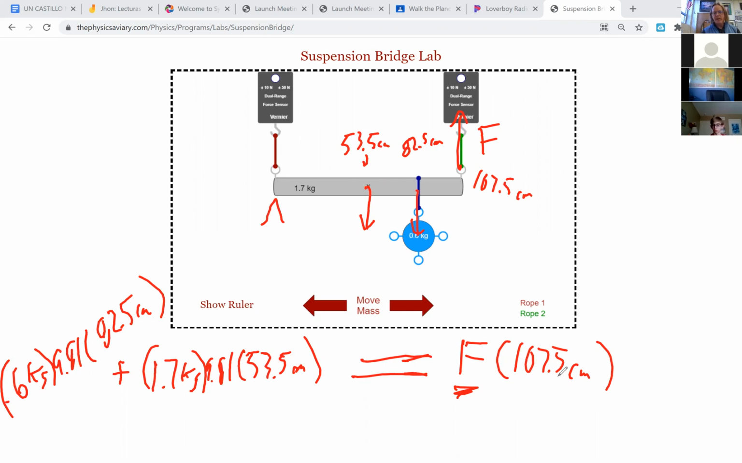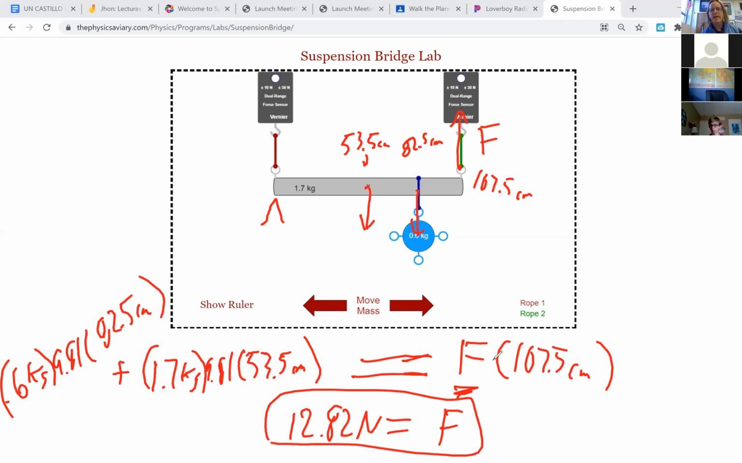So dividing it by my, I can't remember if I hit the divided by sign yet. Okay, divided by, I did not, 107.5. Boom. That means my force on that green side right over there is 12.8. I'm going to go one more sig fig, 12.82 newtons. Okay, so that's on the right side over there.